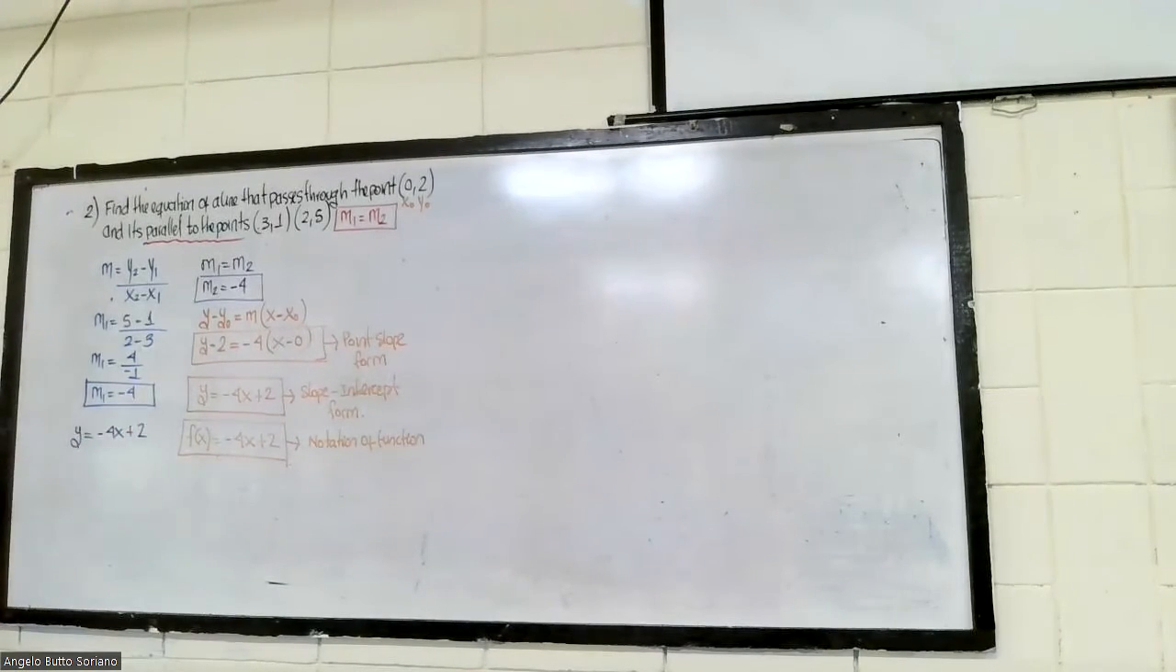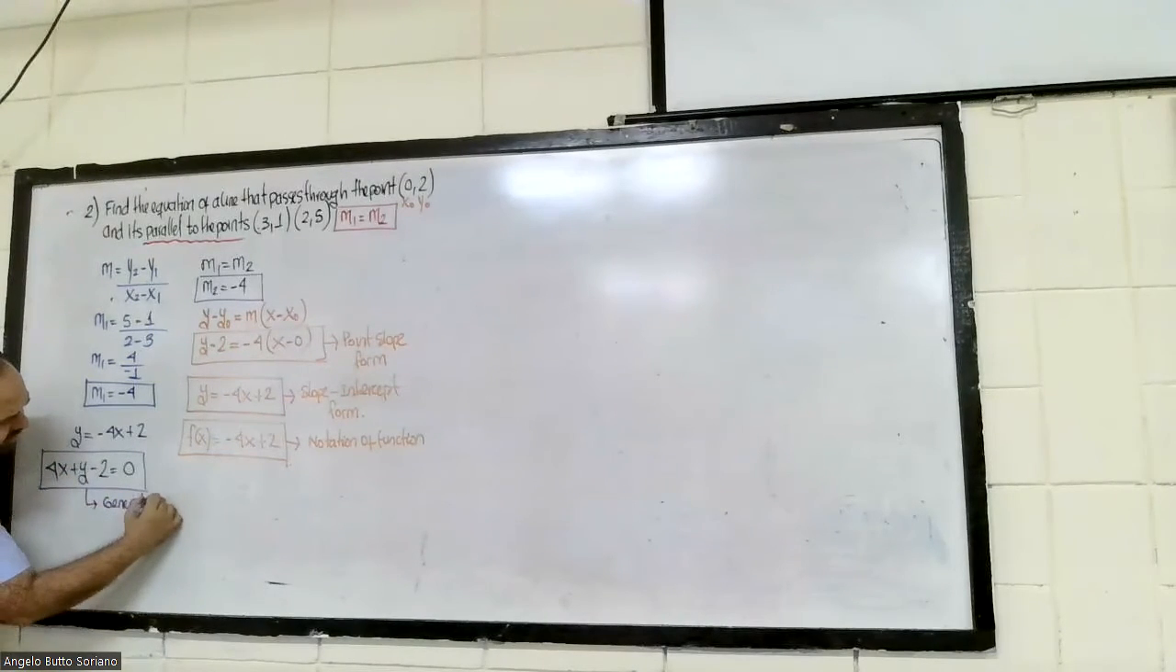Now, in the general form, we must solve for 0. How can we do that? These two elements move to the left side. The -4x is subtracting, so it passes to adding 4x. y still has the same positive value. And this number 2, because it's adding, passes to subtracting. 4x plus y minus 2 equals 0. When we have this equation, we can identify it as the general form.